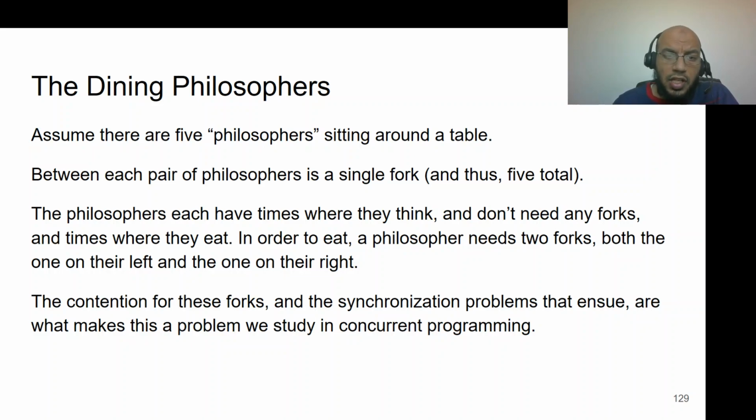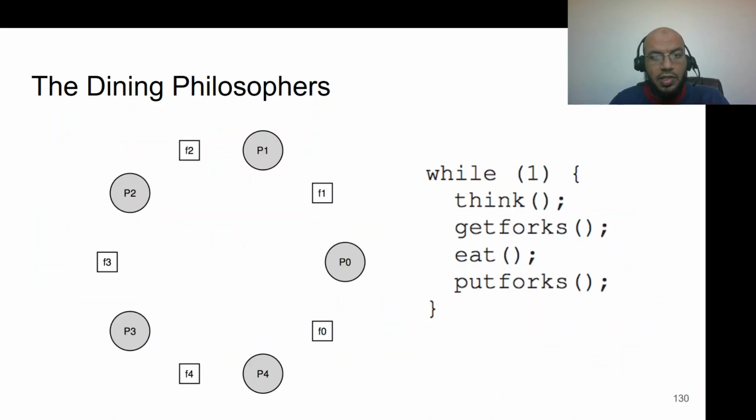The philosophers each have time to think about the philosophy of life, and during that time they do not need any forks. And there are times where they eat, and in order to eat, a philosopher needs 2 forks, both the one on their left and the one on their right. The contention for these forks and the synchronization problem that ensues are what makes this problem we study in concurrent programming. So let's look at this example.